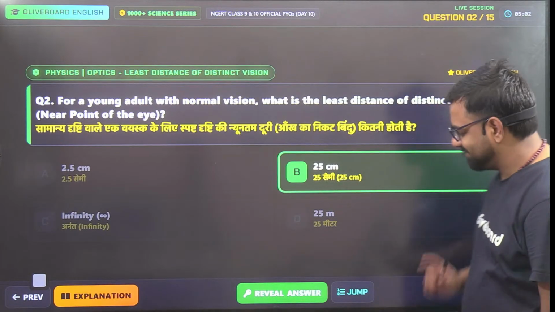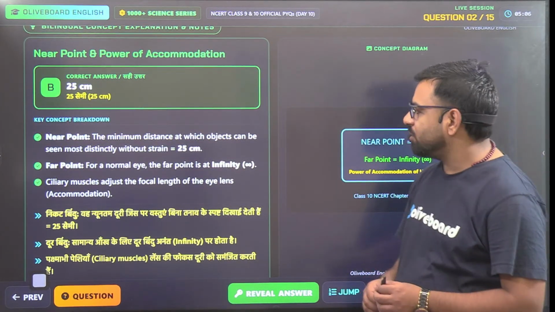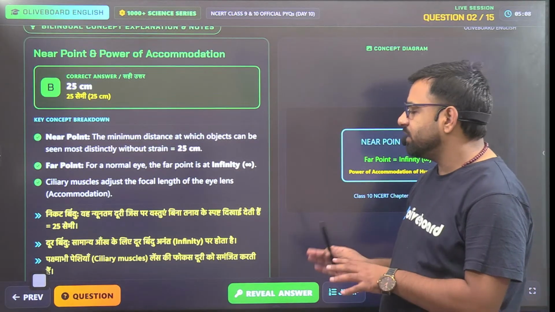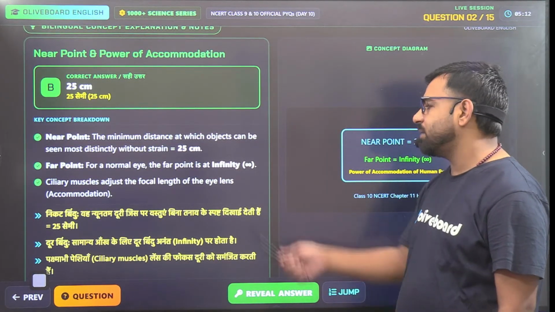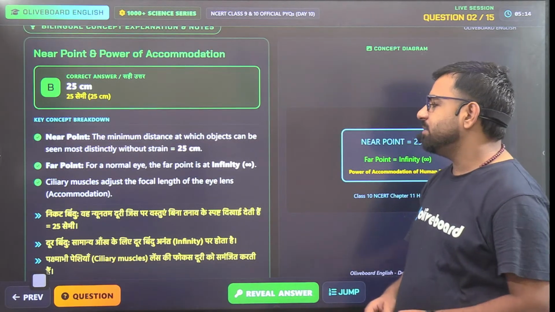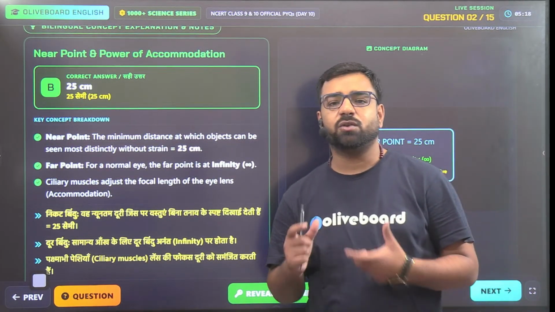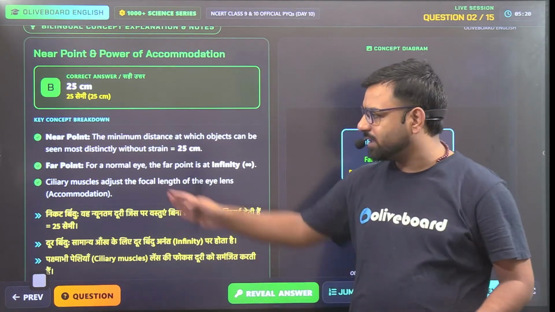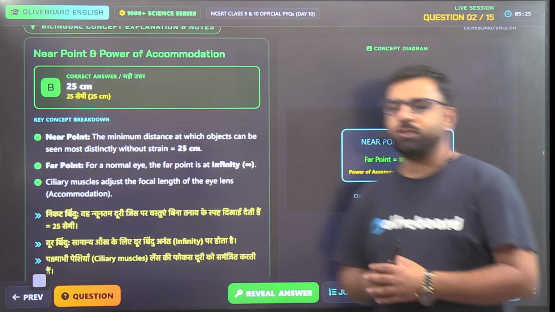Perfect. Ankita, you're always correct. Okay, so the minimum distance at which objects can be seen most distinctly without strain is 25 centimeter. For a normal eye, the far point is actually infinity, and ciliary muscles adjust the focal length of the eyes, and that's what accommodation is. The question was asked previously from accommodation, that's why I've kept it in the explanation slide as well. Fine, that's great.